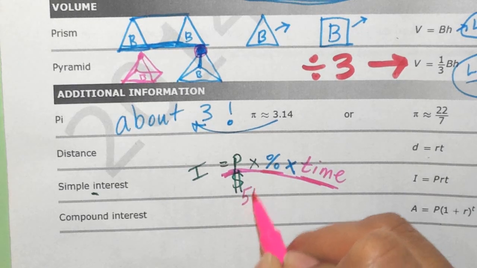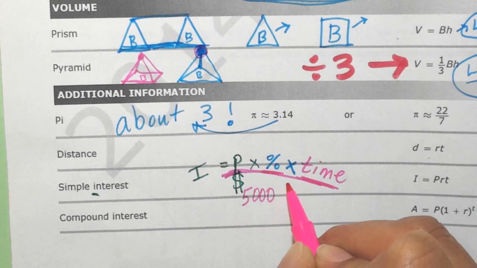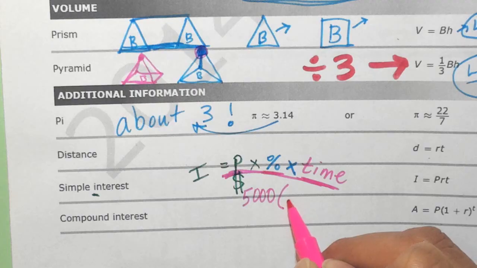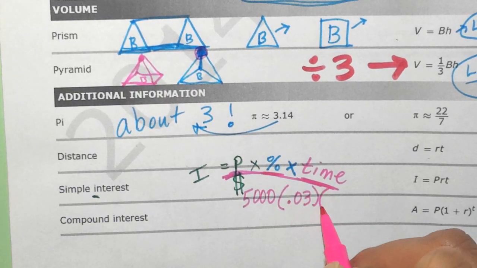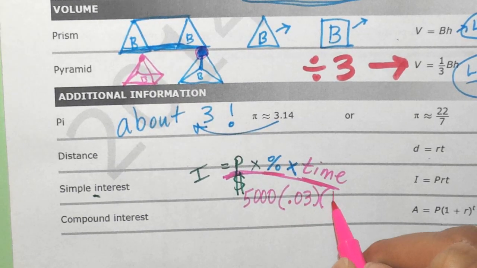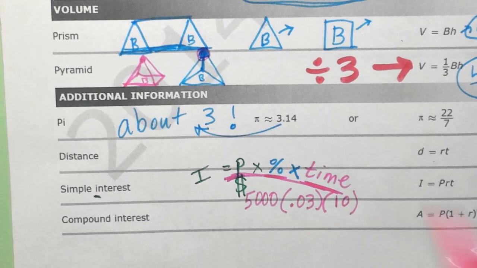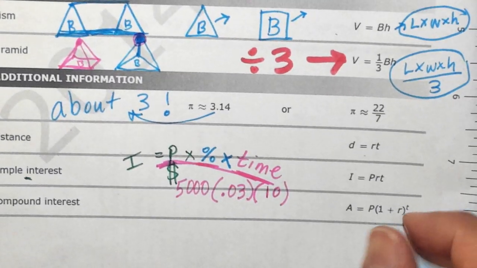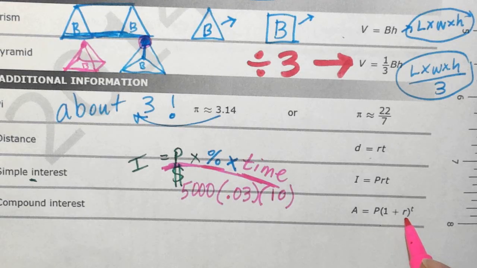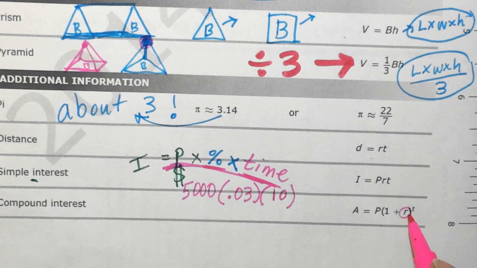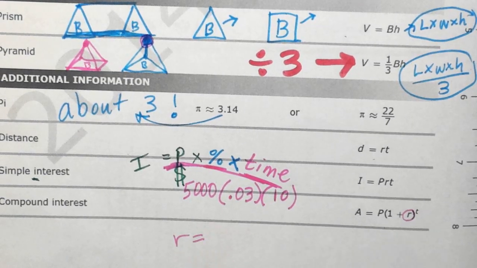It'll look something like this. $5,000 I borrowed. Interest was 3%, so change it to a decimal. And I took the loan for 10 years, times 10. Okay, same thing for this one. Anytime they are looking for rate, always change your rate to a decimal.